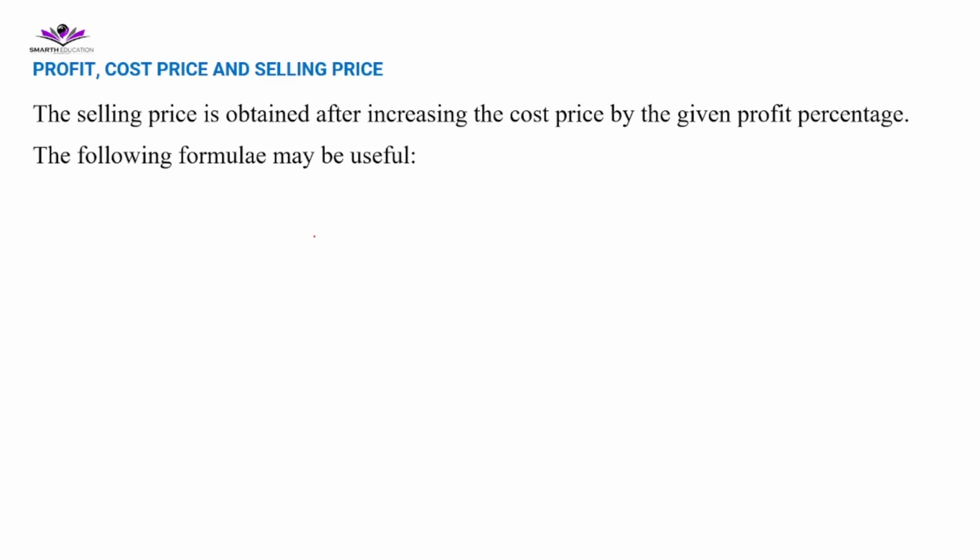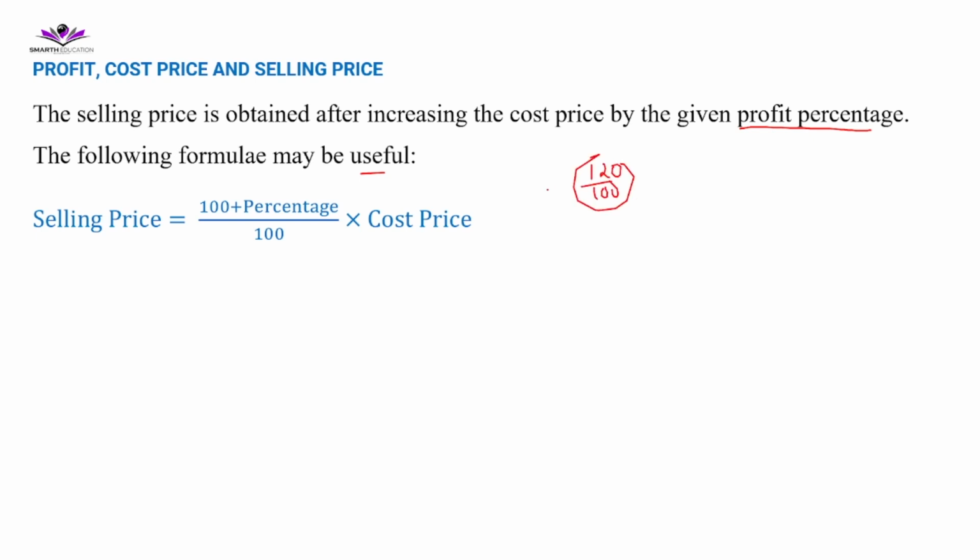it is. The selling price is obtained after increasing the cost price by a given profit percentage. The following formula may be useful. Please take note of this. Selling price, you just say 100 plus percentage over 100 times cost price. They're increasing the cost price by a percentage. Let's say you're increasing a cost price by 20%. If the percentage profit is 20%, they're increasing the cost price by 20%. So you can say 100 plus 20, which is 120%. Okay, that's why we say 100 plus percentage here, because you are increasing the cost price by a given percentage.